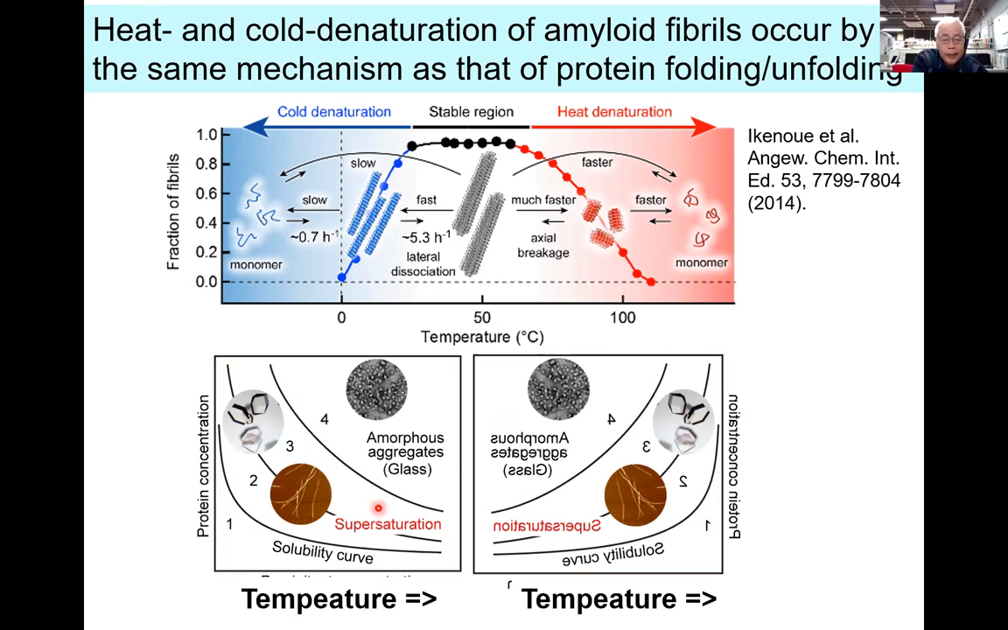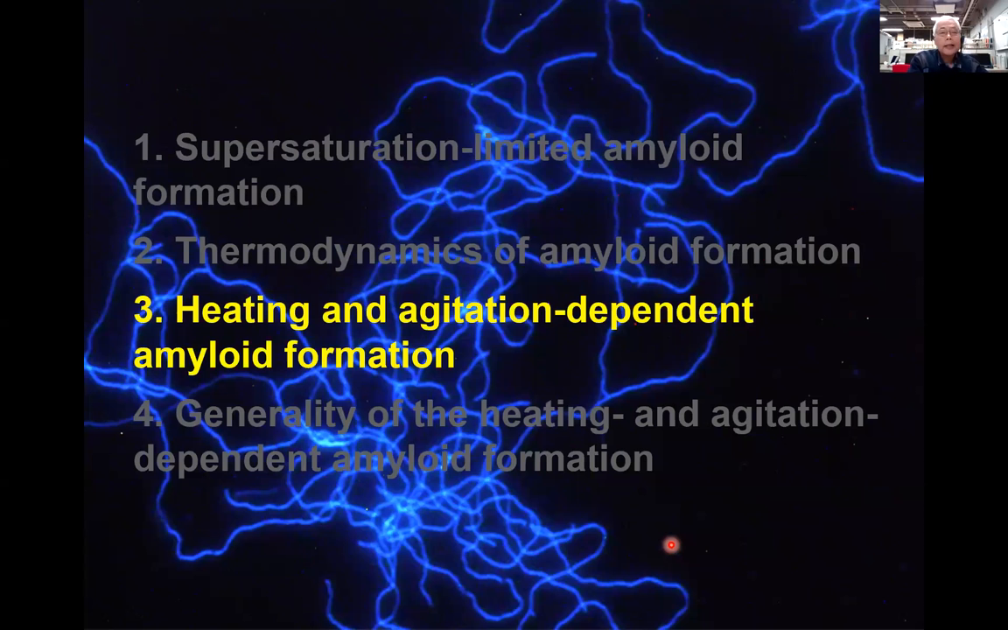This is the same phase diagram I suggested. Usually solutes like native proteins or salts decrease solubility upon decreasing the temperature. But in the case of proteins, protein solubility decreases upon increasing the temperature. That is because of hydrophobic interactions. And a further increase in temperature increases the solubility of the protein. That is because of the conformational entropy of the main chain. Because of that, we see this kind of phase diagram, cold denaturation and heat denaturation, in the case of amyloid fibers.